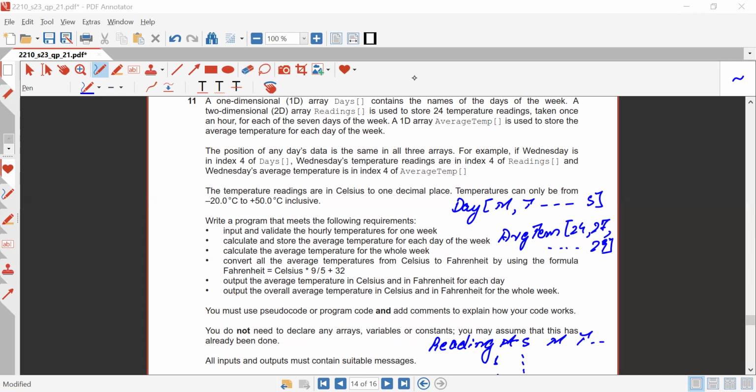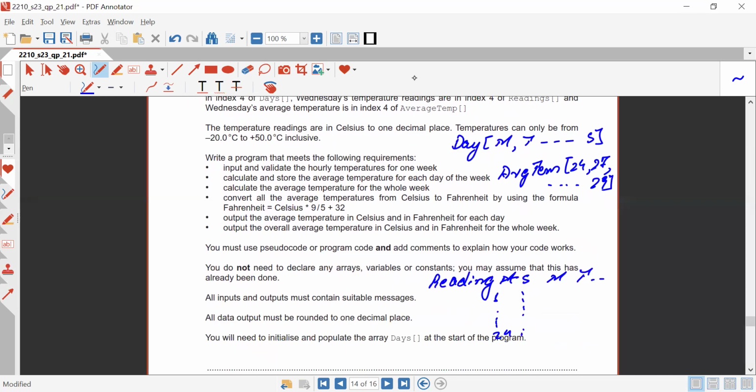Write a program that meets the following requirements. Input and validate the hourly temperature for 1 week. Calculate and store the average temperature for each day of the week, for Sundays, for Mondays, and all. Calculate the average temperature of the whole week: we calculate the total and divide by 7 to get the average temperature of the week. Convert all the average temperatures from Celsius to Fahrenheit using the formula they have given us. Output the average temperature in Celsius and in Fahrenheit of each day, and output the overall average temperature in Celsius and in Fahrenheit for the whole week.